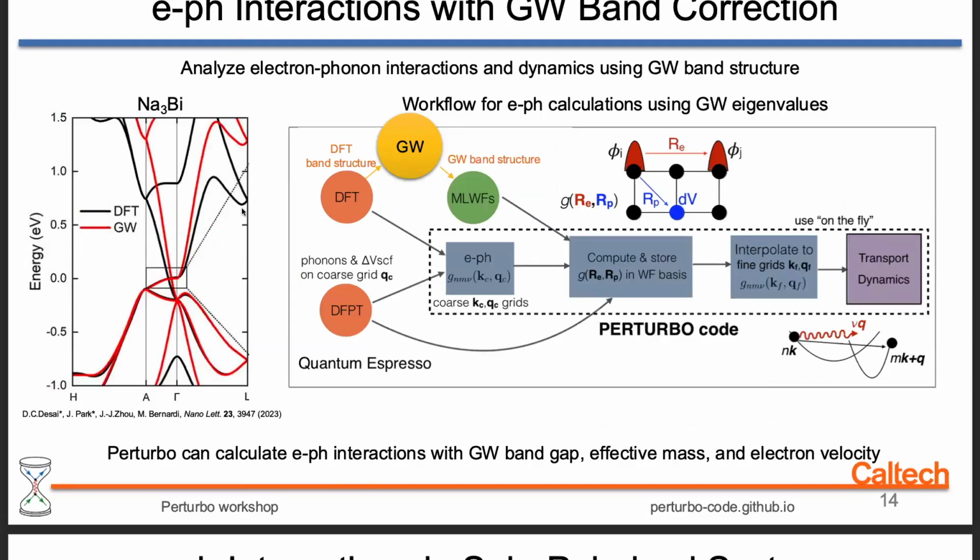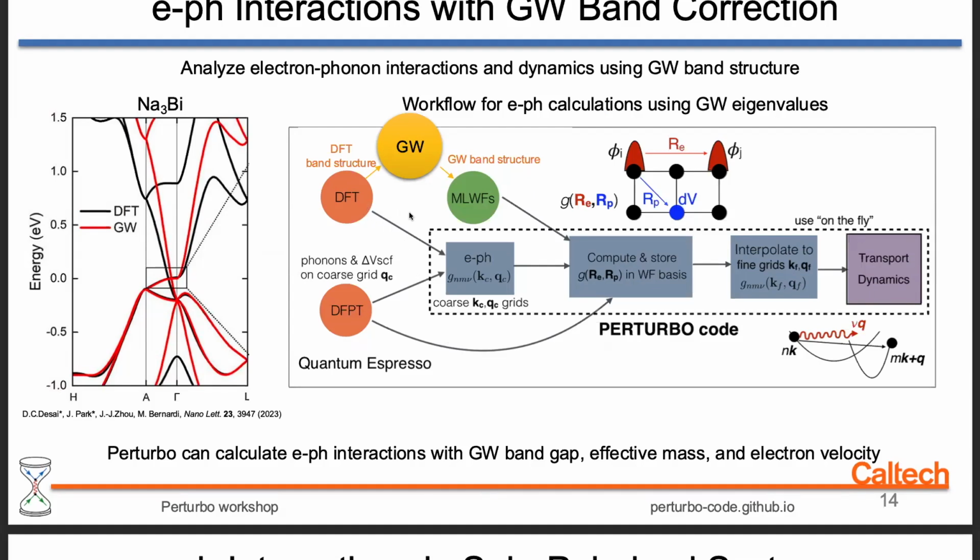DFT will get the band structure wrong. It's well known to underestimate band gaps. And for example, this Dirac semi-metal, it also significantly underestimates the dispersion. And getting masses and dispersions wrong is a big problem for transport because it affects the density of states and the band velocities and things like that that are essential to getting the right transport properties.